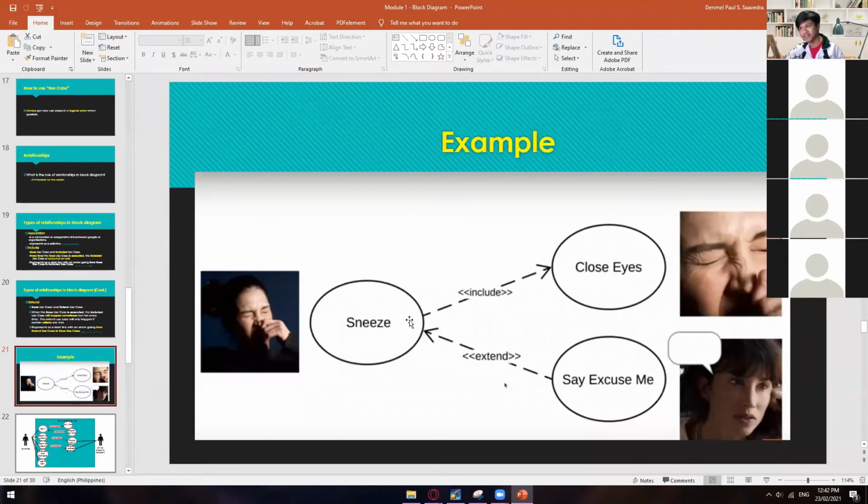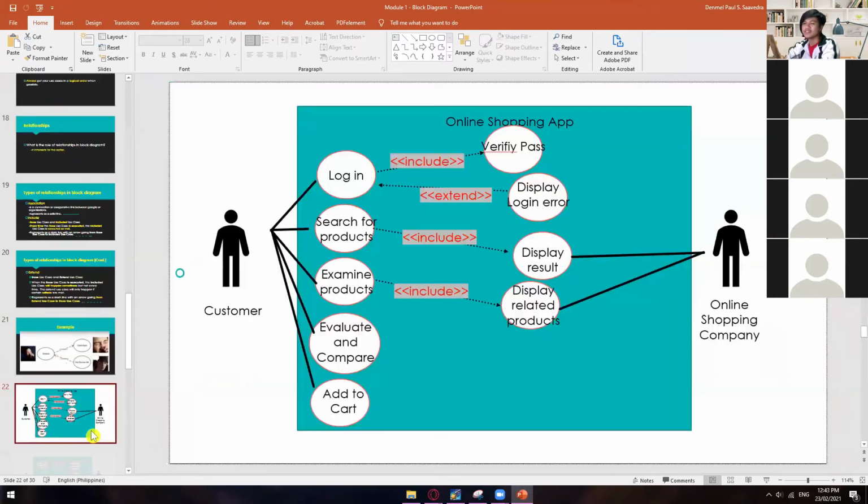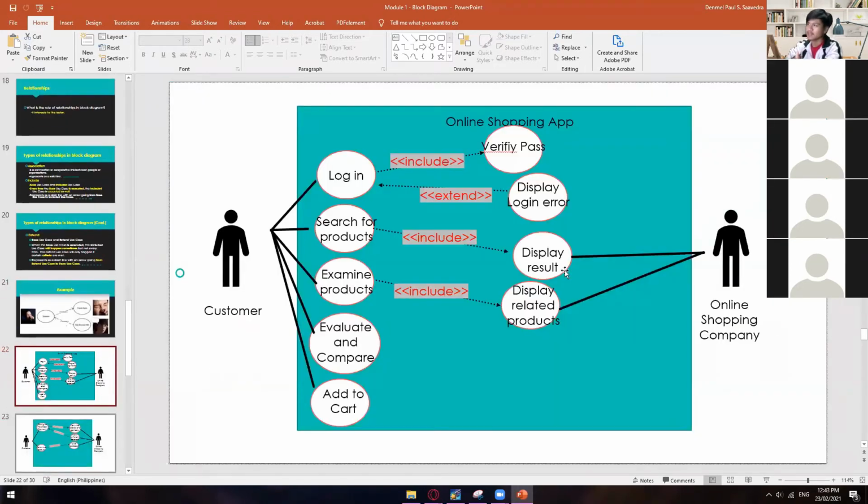Again, this is our base. It's include, from base to include. And again, this is our base, and from extend to our base. Right? So let's have now a real example when using include and extend use case.